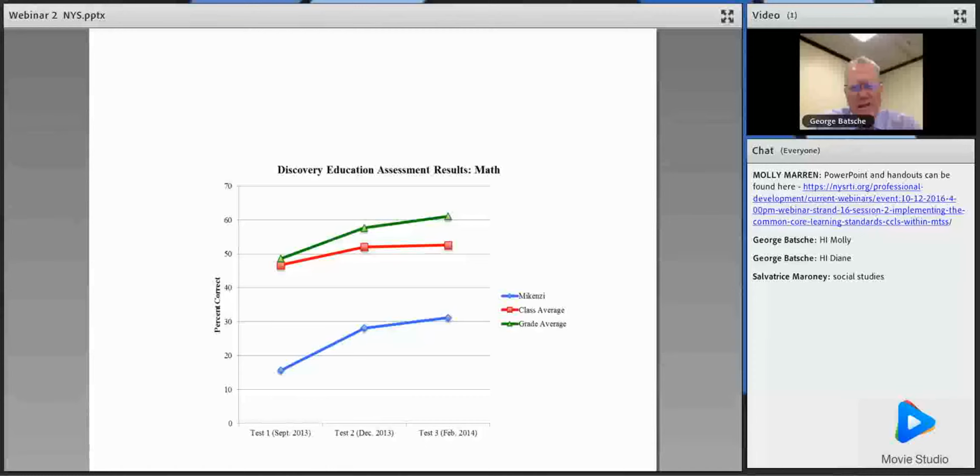So if you look at the slope of the line, how steep it is, look at the blue line, the red line, and the green line. If the steepness of the line is an indicator of the effectiveness of instruction, for whom is the instruction most effective? Mackenzie, the class, or the grade average? And type in the answer that you think by looking at those slopes of the line.